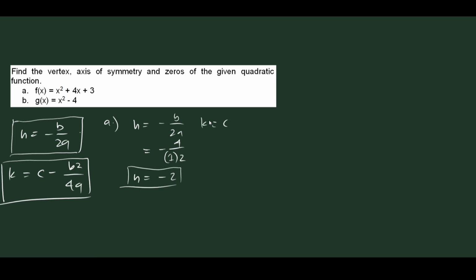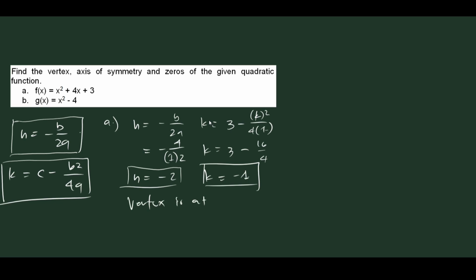Then k is equal to c minus, let's substitute it directly. So c, what is the c here? We have here 3, right? Minus b squared, that is 4 squared over 4 times 1. Okay, so what do we have here? 3 minus 16 all over 4, right? Okay, so that is equal to 3 minus 4, so that will be negative 1.